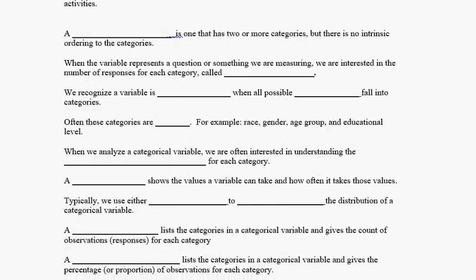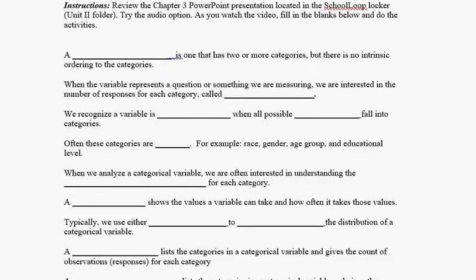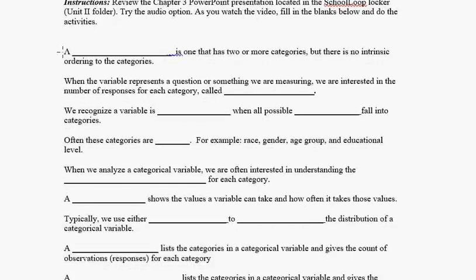What this chapter is about is categorical variables and how we present, analyze, and display them. So we start with the definition. A categorical variable is one that has two or more categories, but there's no intrinsic ordering to the categories.